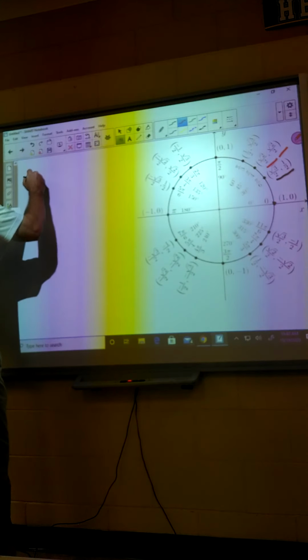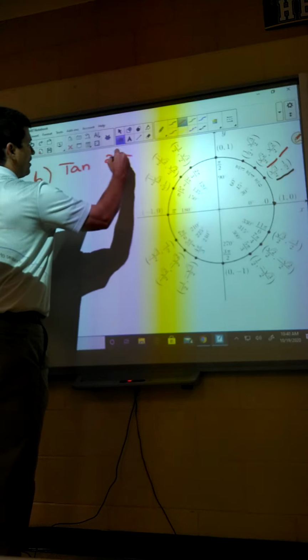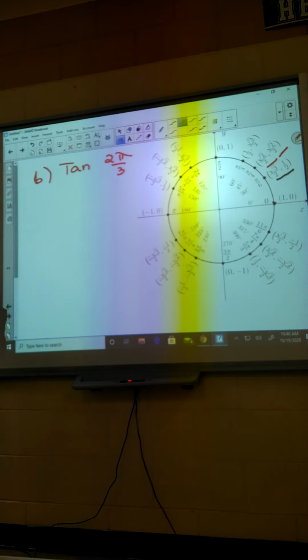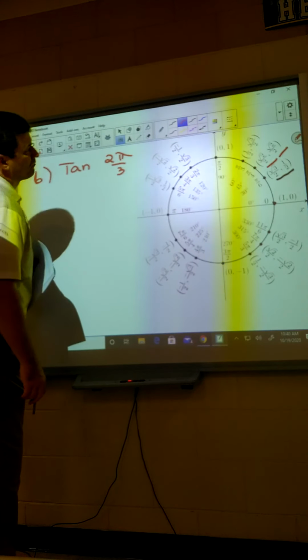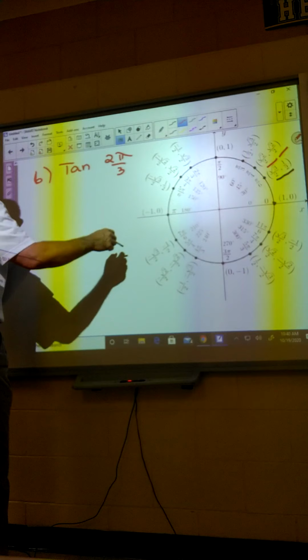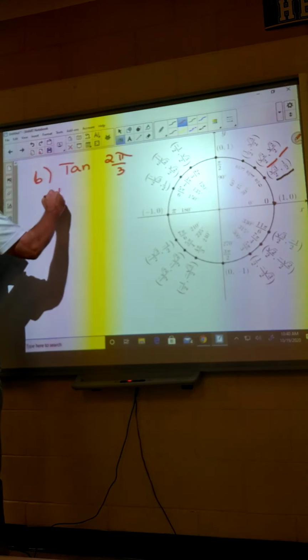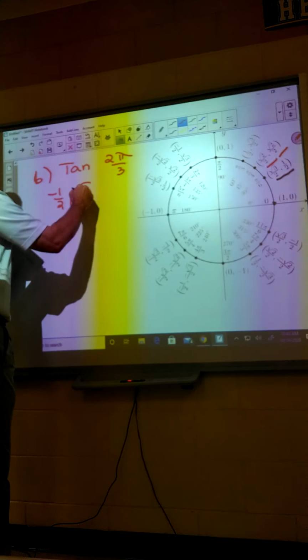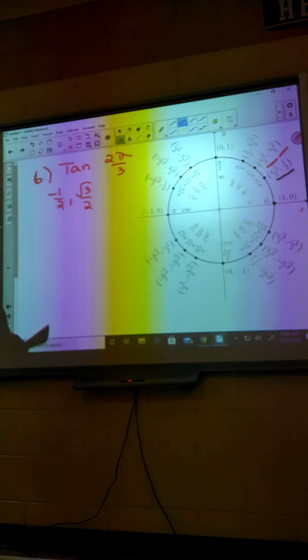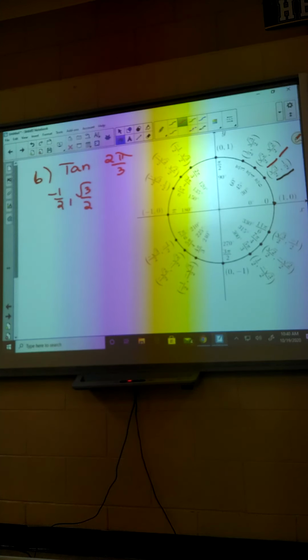All right, we got number 6, tangent of 2 pi over 3. All right, Jacob, give me the point for 2 pi over 3. All right, it is 120. And it's right here. Negative 1/2, root 3 over 2. All right, guys, I think this one's going to be an easy one. You try to do keep, change, flip, and see what you get.